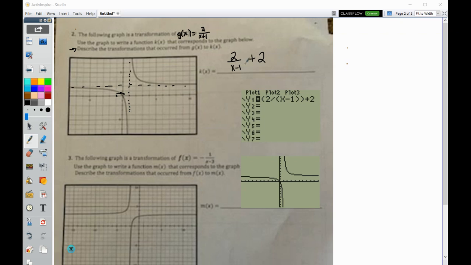And so I would say that this is precisely what we did. We shifted it up 2, we shifted it right 1. But here's a possible k of x equation that would work for this. But like I said, one of the nice things is you can always plug an equation into the calculator and see if it actually looks the way you think it's supposed to look. Usually it doesn't take too long to plug that in real quick just to do some checking. Okay. Hopefully that's helpful.